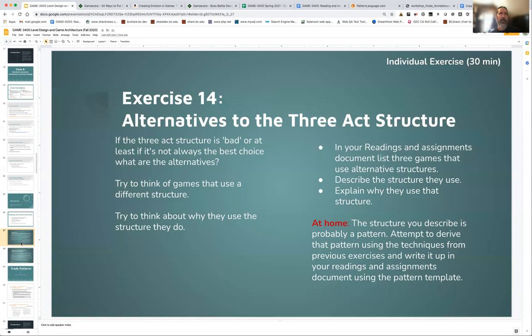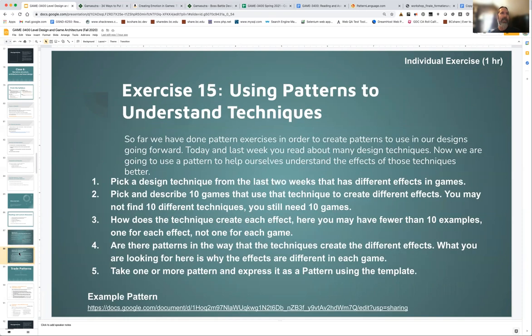You will do exercise 14, which is trying to find alternatives to the three-act structure in games that you have played, ones that behave differently. So you can think about that leading up to the class. And then exercise 15 is going to be using design patterns to understand techniques.